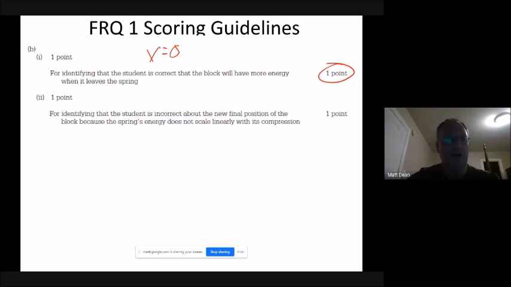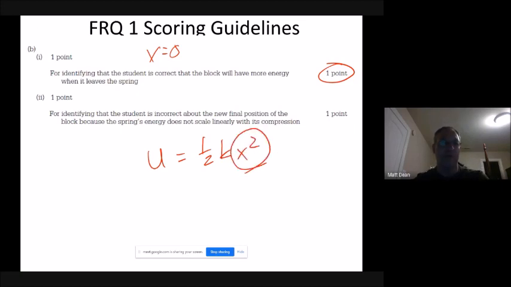What's not correct is the final position. What the student is assuming is if they compress the spring twice as much, the block will end up going twice as far. But what that student is not thinking about is this equation.